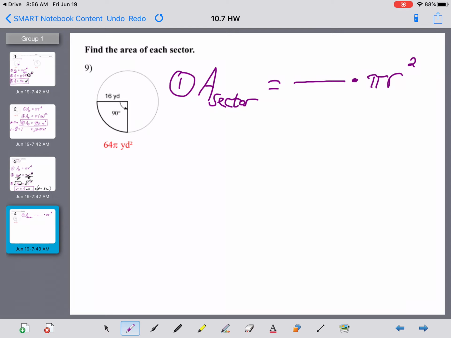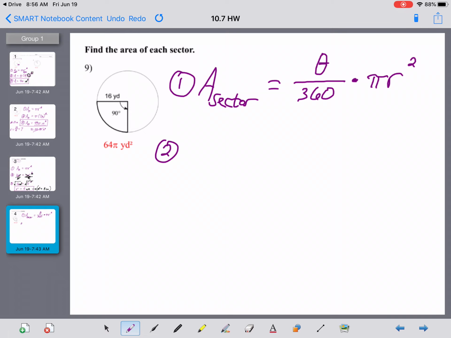And the part of the circle that we want is measured by our central angle, or by the degree measure of the arc in question. And the whole circle is still always going to be 360 degrees. So that's the formula right there for area of a sector. Theta over 360 times pi r squared.